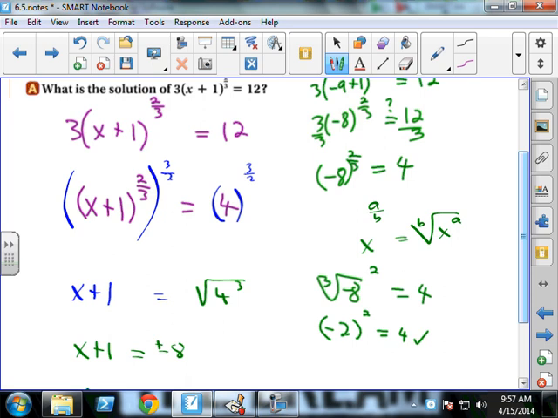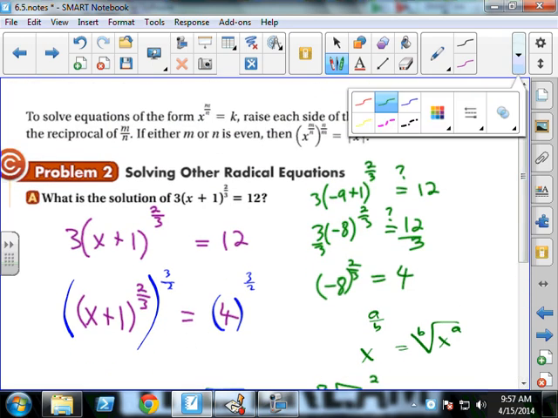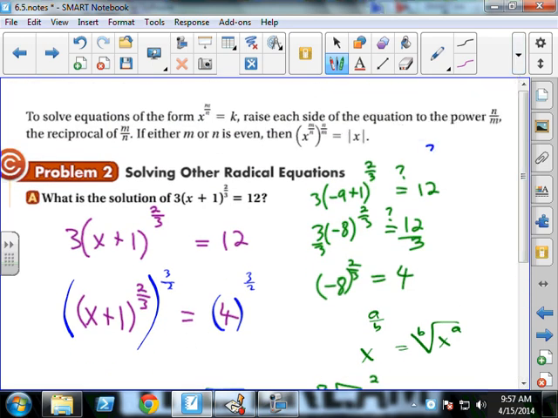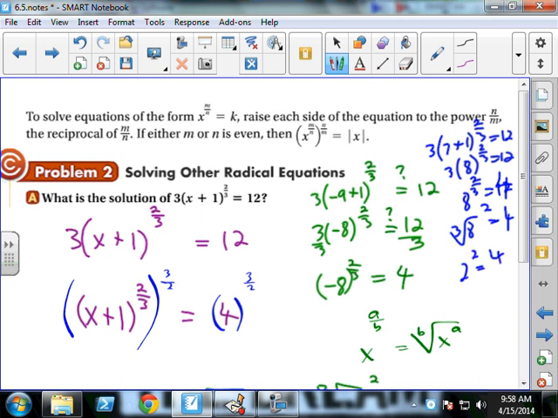Hey! The -9 actually worked. Interesting. Well, let's try the other solution. 3 times 7 plus 1 to the 2/3. Is that equal to 12? So that's 3 times 8 to the 2/3. I divided by 3, so is 8 to the 2/3 equal to 4? The third root of 8, squared, is 2 squared. Yeah, hey, that one works too.